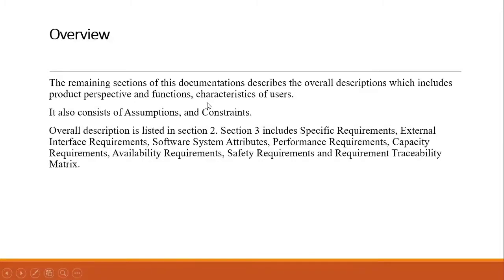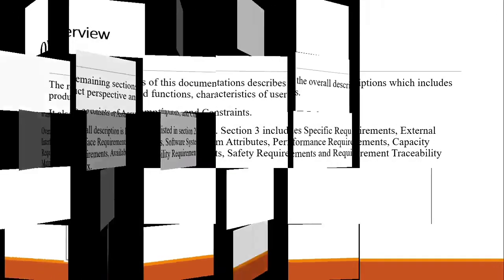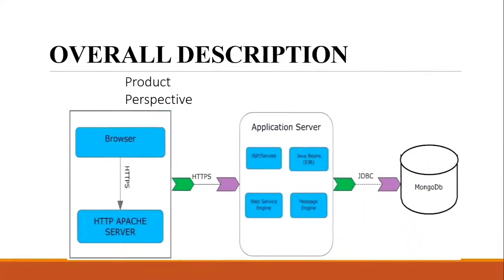The overview of the project. The remaining section of this document describes the overall description, which includes the perspective, functions and characteristics of users. This consists of assumptions and constraints. The overall description is listed in the further sections. This is the overall result of our application.